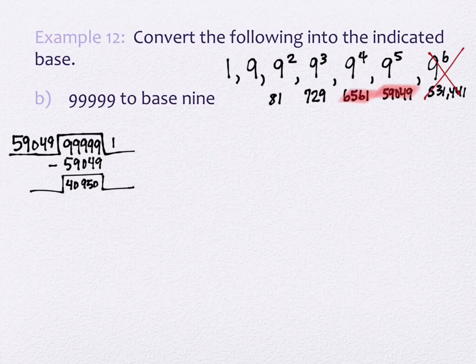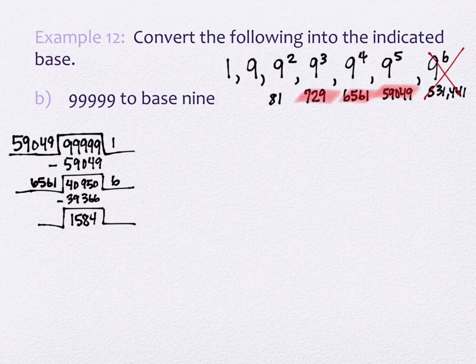6,561. So how many 6,561s are there in 40,950? 6. Okay, what's 6 times 6,561? 39,366. Okay, and we subtract. What do we get when we subtract? 1,584. Fantastic. What will I divide by next?